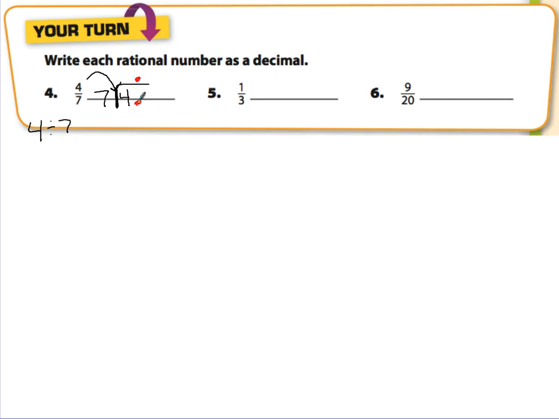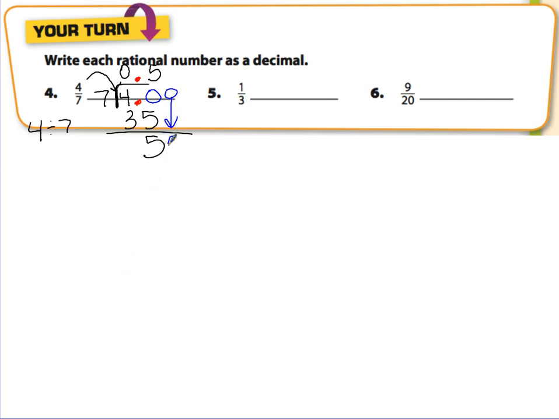Now this is where being very clean with your work is really important. So I have to add my 0 here because it goes in 0 times, and now I can add this extra 0 after the decimal. So 7 goes into 40 5 times. 7 times 5 is 35. When I subtract, I get 5. Now I can add another 0. I can add zeros all day long if I want to.